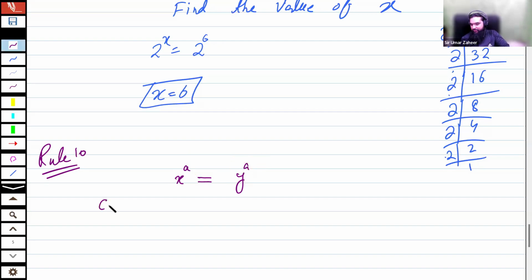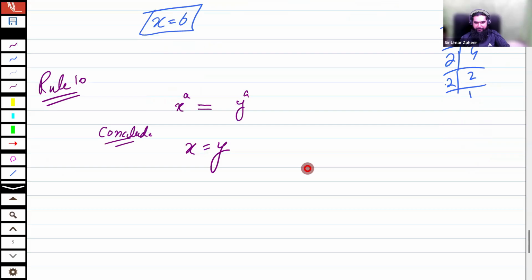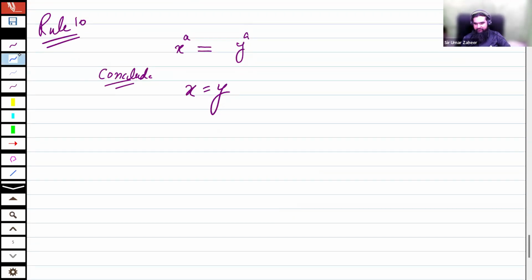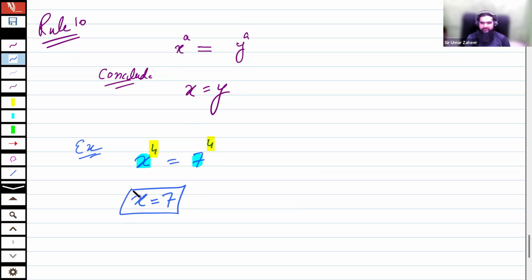So from here, we are going to conclude that x will be equal to y. The bases are going to be equal. For example, you have x raised to power 4 is equal to 7 raised to power 4. We have two equal numbers having the same power. So from here, we can conclude that the bases are going to be equal as well. So x will be equal to 7.